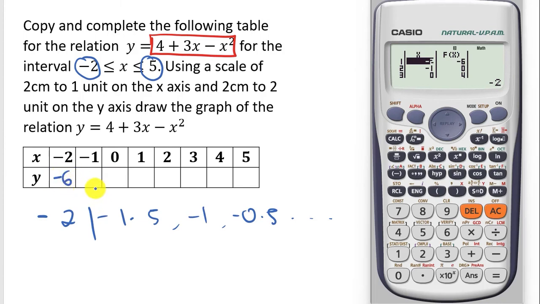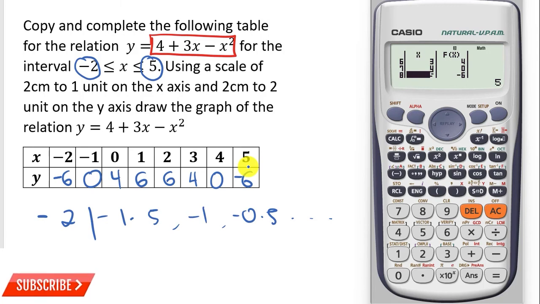When x is -1, we are going to have 0. When x is 0, you are going to have 4. So you press directional key again. When x is 1, you are going to get y to be 6. When x is 2, you are going to get y to be 6. When x is 3, you are going to get y to be 4. When x is 4, you are going to get y to be 0. And lastly, when x is 5, you are going to get y to be -6. Okay, so you will be done filling your table, and you can use these values to do your plotting.